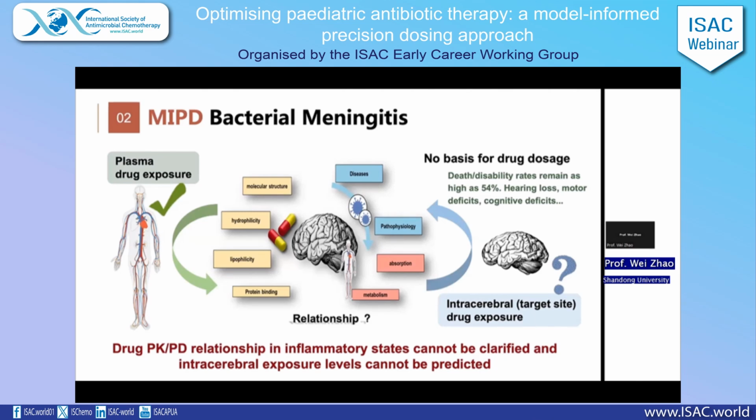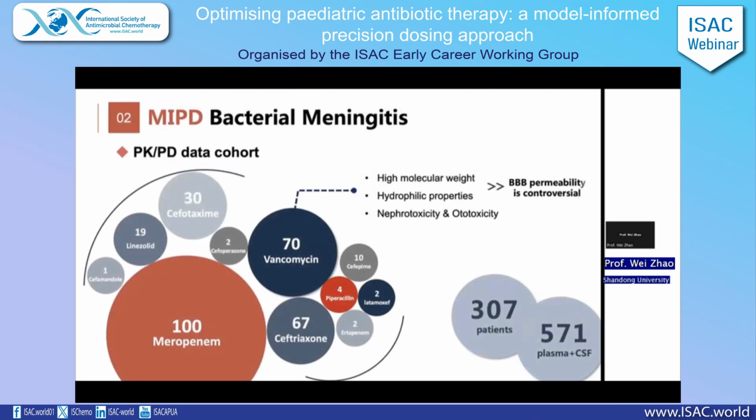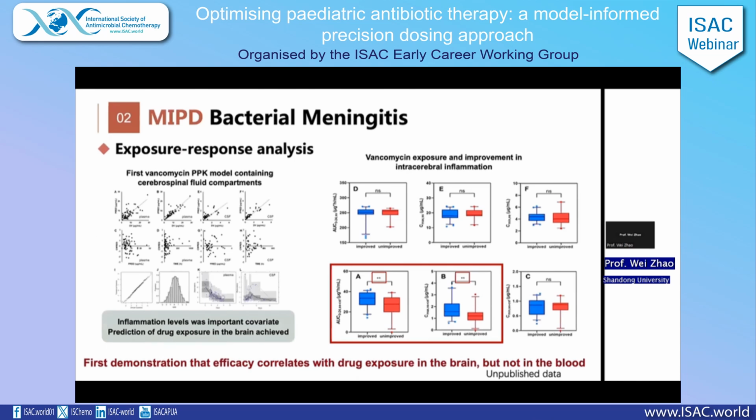We can see in the neonate, we also have further research in meningitis. And for meningitis, we have a different situation because the plasma can't represent the target exposure for this disease. So how we use PKPD to optimize the local dose at the site of infection is a key question for meningitis treatment. For this disease, until now we have recruited more than 300 patients. We compared the plasma and the CSF concentration to evaluate the permeability of this drug. And this is the result for vancomycin. We just finished this study. This is the largest study for the moment.